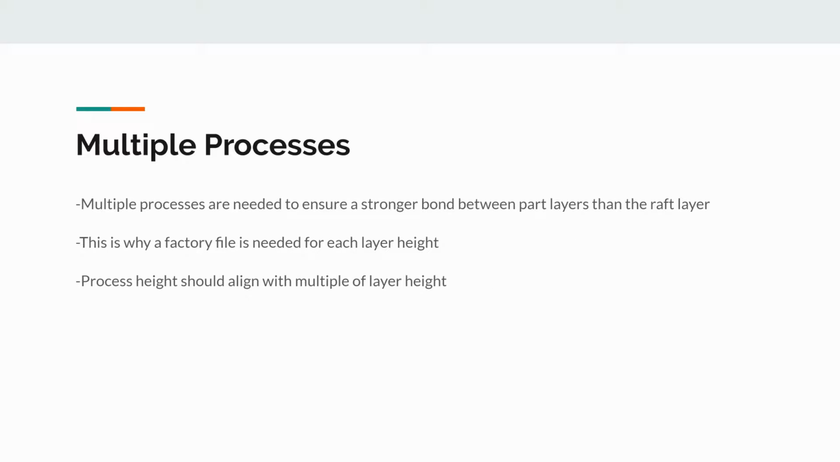And we will need multiple processes. This will be explained a little bit better once we actually open up Simplify3D, but basically, you're going to create three different layers, one that touches the base, one that touches the layer that touches the base, and then every other layer will be its own process. Well, not every single layer, I'm sorry. I meant the rest of the part will be its own process.